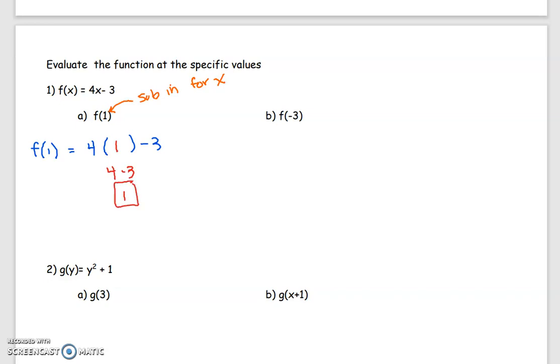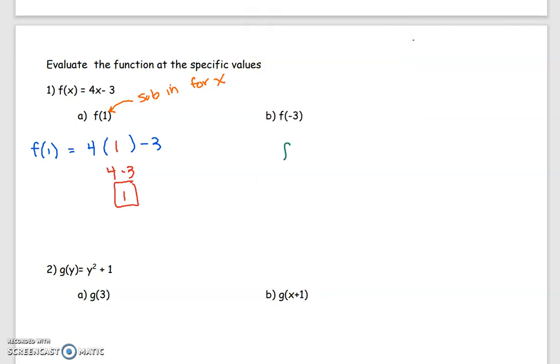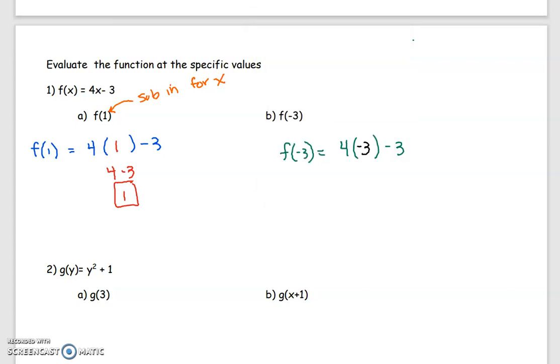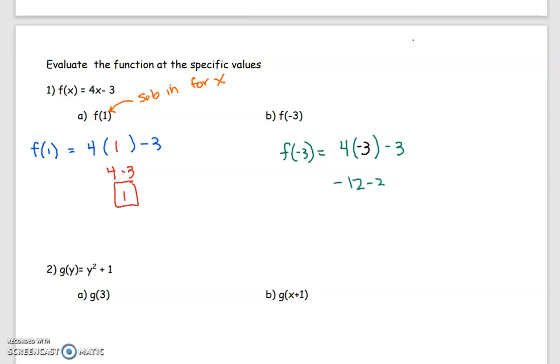So if you want to try that next one, go for it, same equation. This time, we're going to plug in a negative 3. So 4 times negative 3 minus 3. So negative 12 minus 3, negative 15 is what you should have gotten.